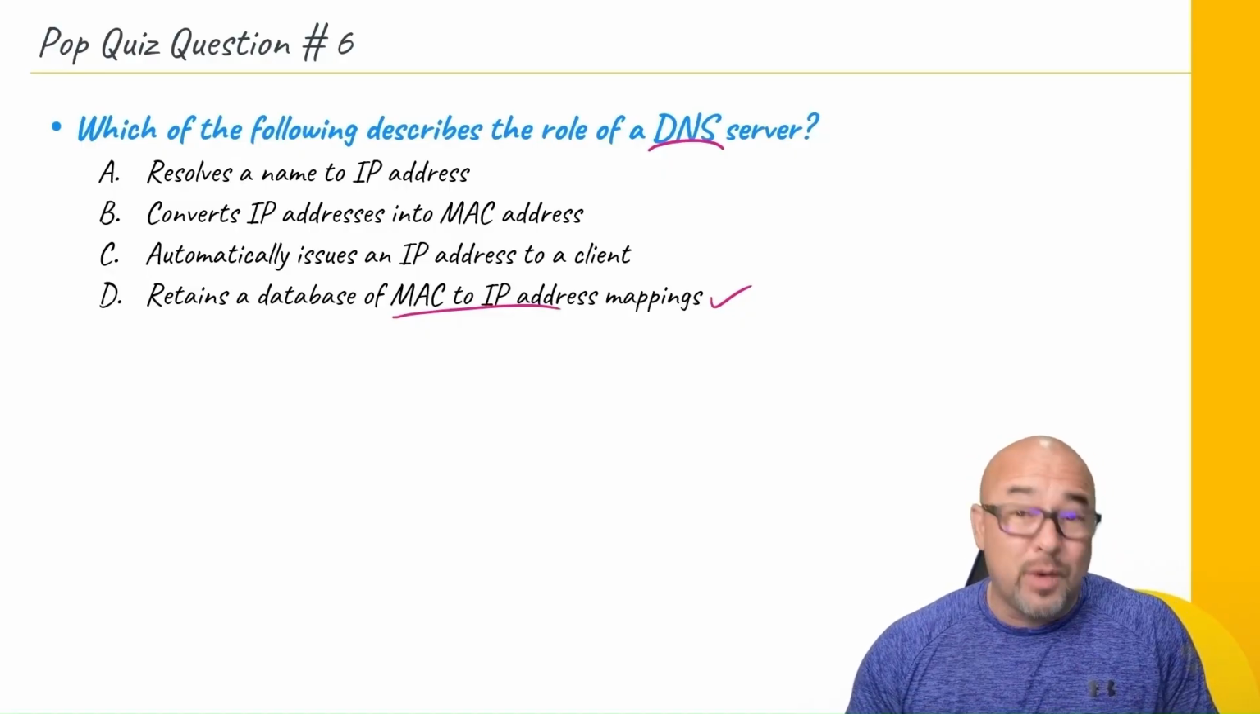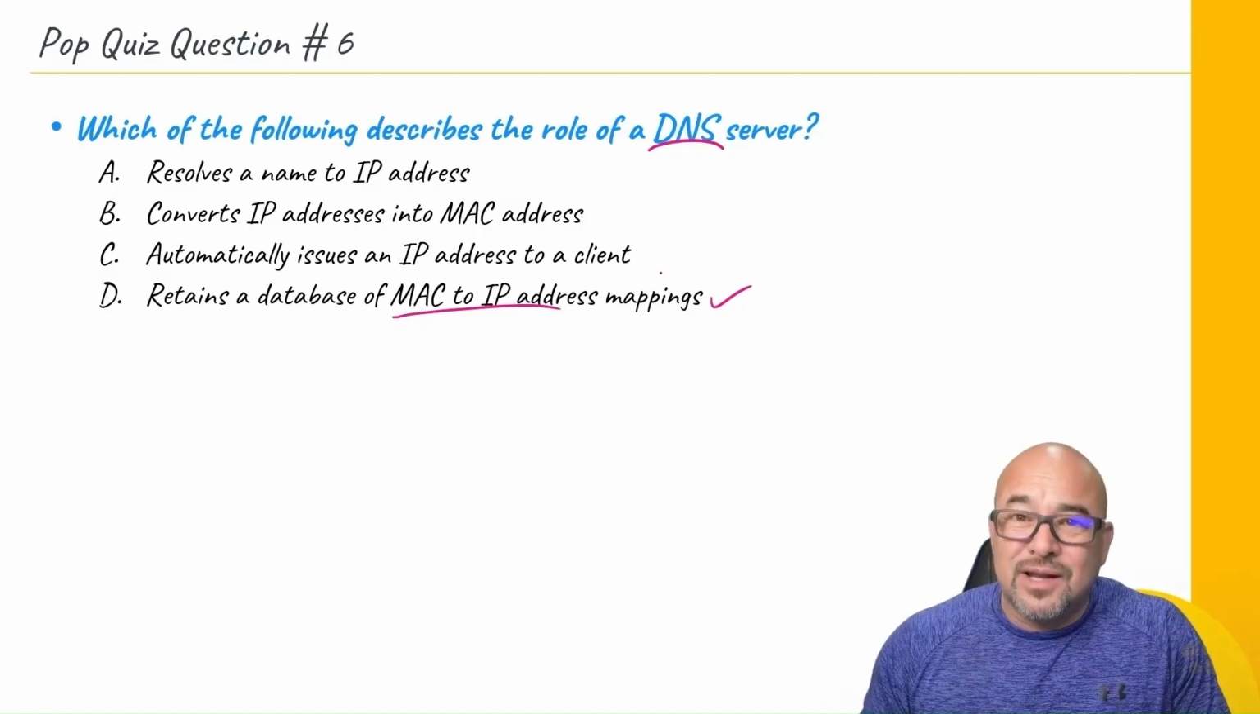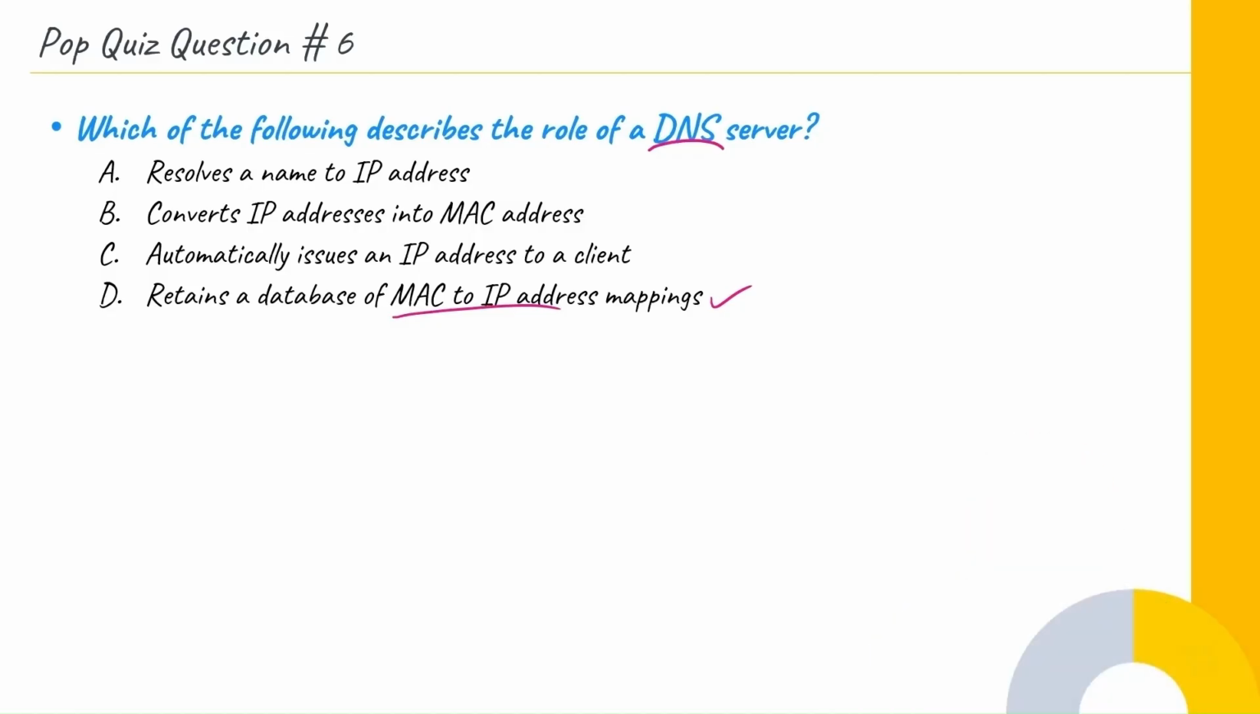So that would be a switch, all right? And then let's look at this next one, answer number C. Automatically issues an IP address to a client. Well, there is a server that does that, but it's not a DNS server. It's a DHCP server.